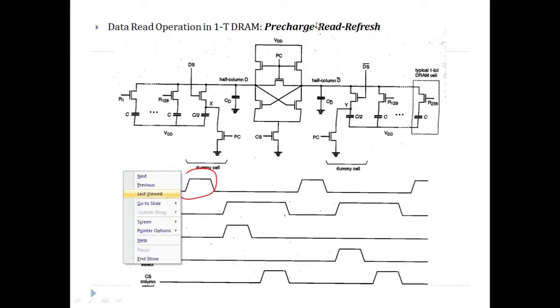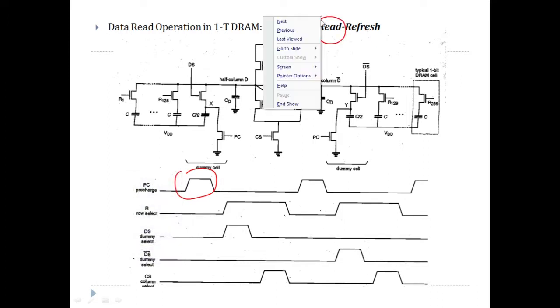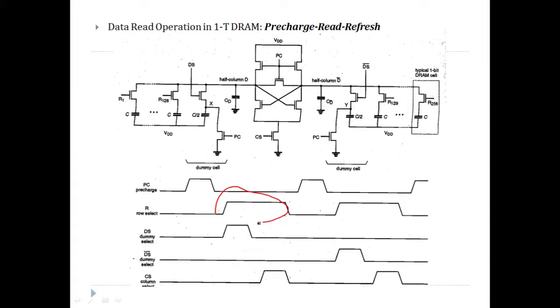Now the next phase is read phase. So let's see the read phase here. For read phase, you can see here row select must be high. In this case, we'll consider a read operation on R128. So during read operation, a particular cell is turned on, and the dummy cell of the opposite side is turned on. So in this case, the dummy cell on the right hand side is turned on, because a cell on the left hand side is turned on.